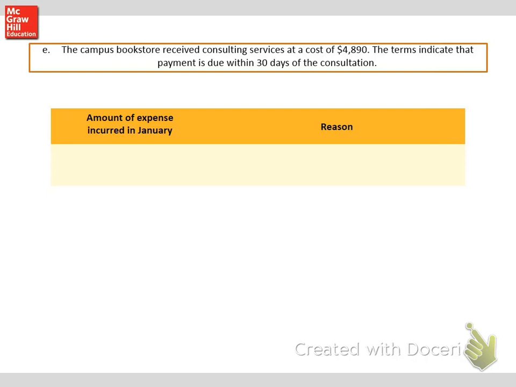All right, the campus bookstore received consulting services at a cost of $48.90. The terms indicated that they're going to have to pay in the next 30 days. Is that an expense in January? Yes. What's going to be the journal entry? Consulting expense and accounts payable.